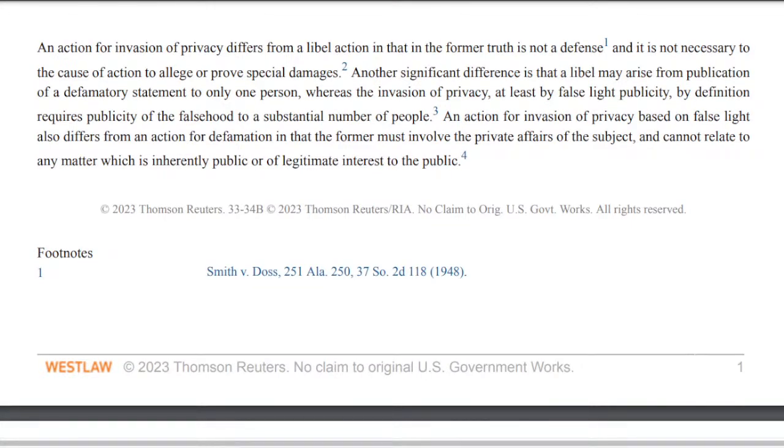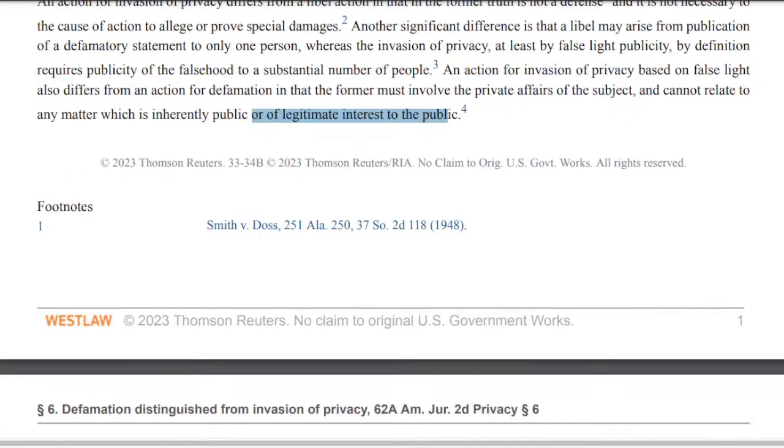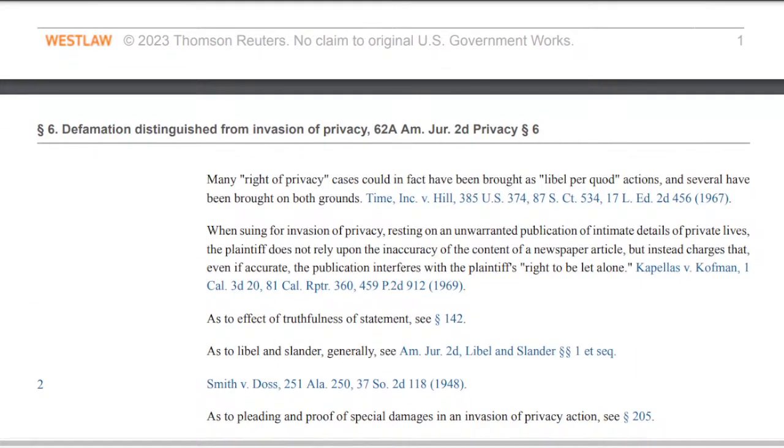So here's a nice little thing to have, these differing factors between libel and our invasion of privacy, and also the things of defamation. Defamation and private affairs are different kinds of things. Private affairs have to be something which is private and not inherently public or of legitimate interest to the public. So it's pretty good stuff to know and have in your back pocket.